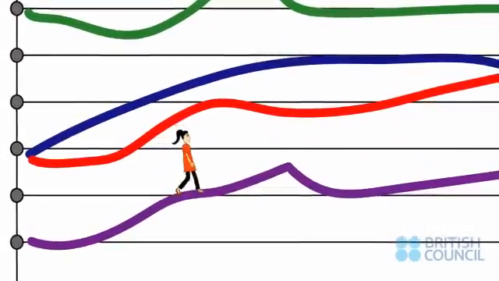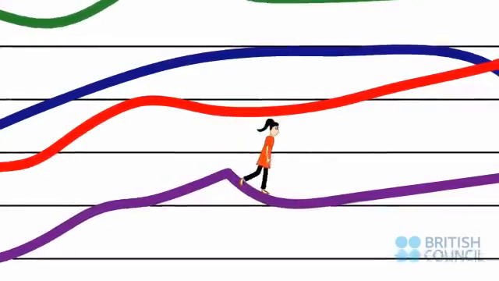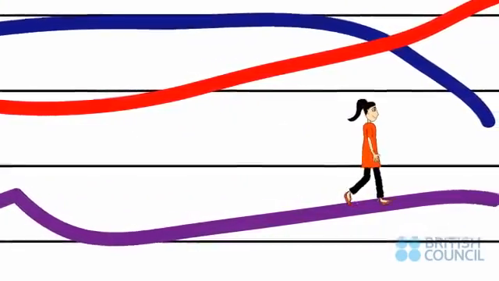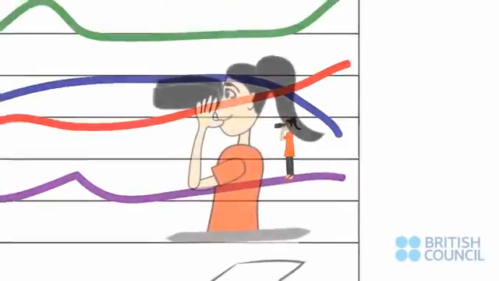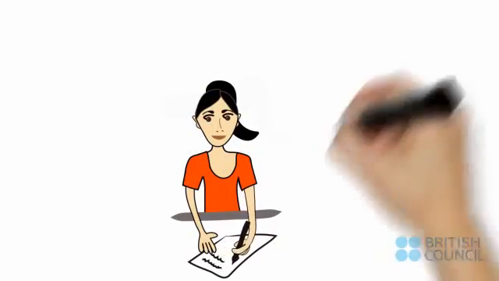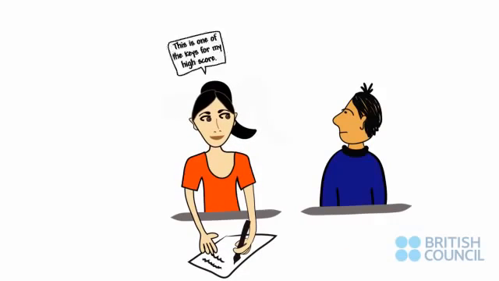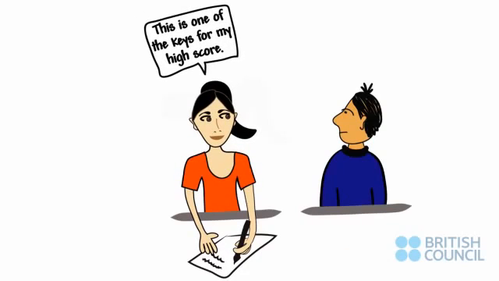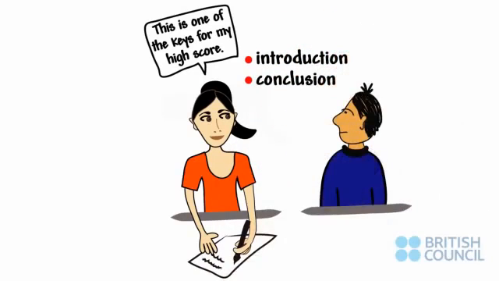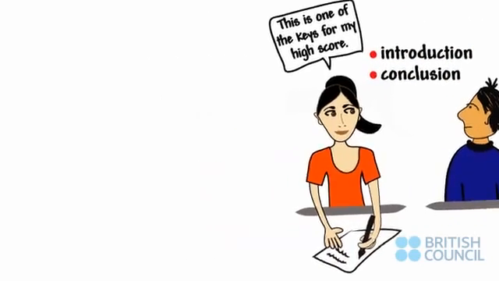It is important to understand the information depicted, so Kai Sheng analyzes what she sees. Then she looks for the most significant trends in the diagram. She writes an overview of the information presented, telling Yo Ching that this is one of the keys for her high score. This can be included in either the introduction or conclusion, and will usually be a couple of sentences.